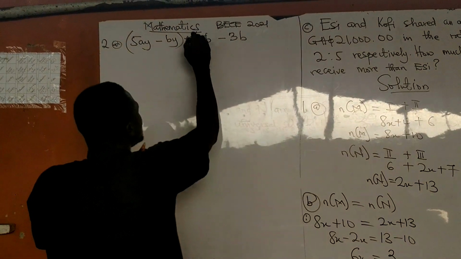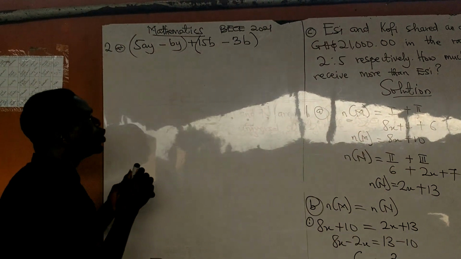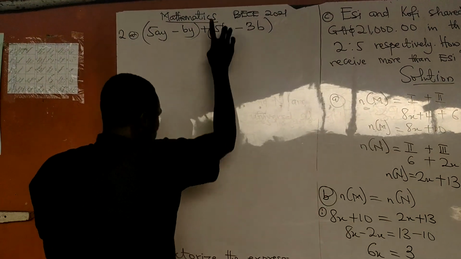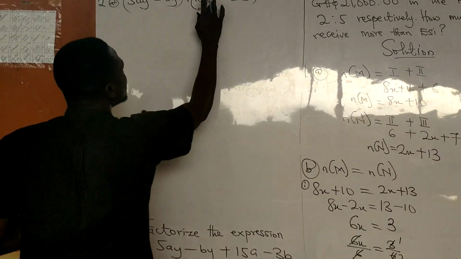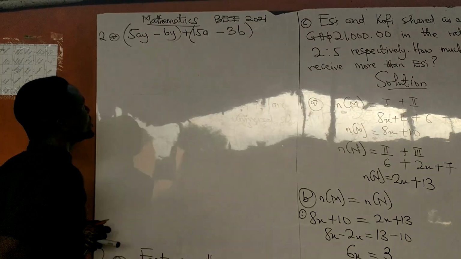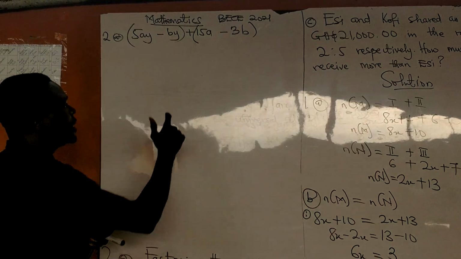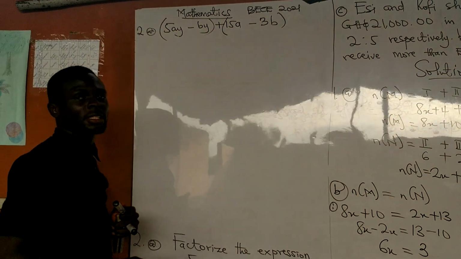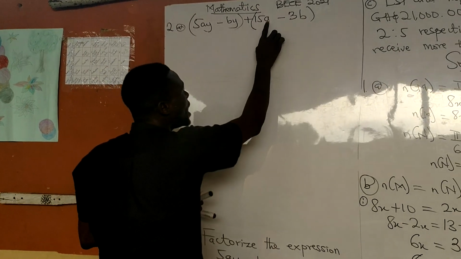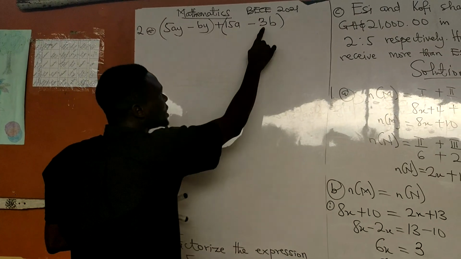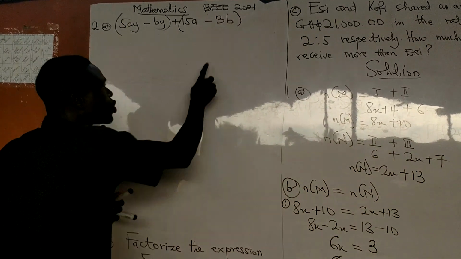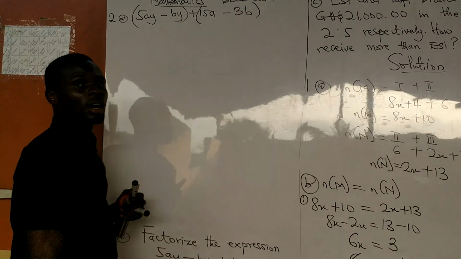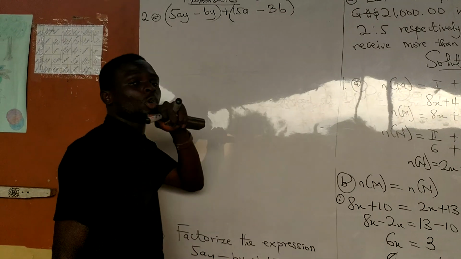Also, if I want to put this and this in the bracket, looking at this, this is A. The question gives us 15A. If I put this and this also in a bracket, you will notice that A and B are not common. But 3 and this 15, they have something in common, because 3 is a factor of 15.